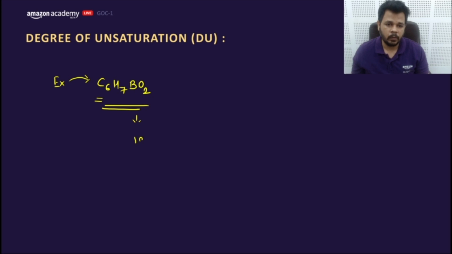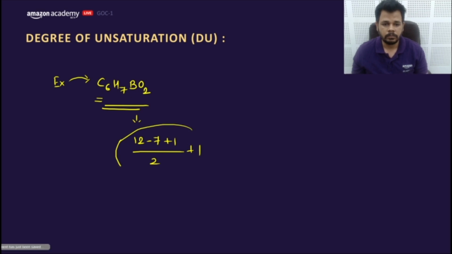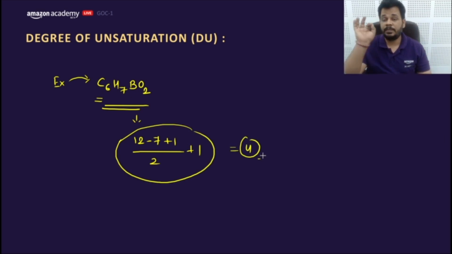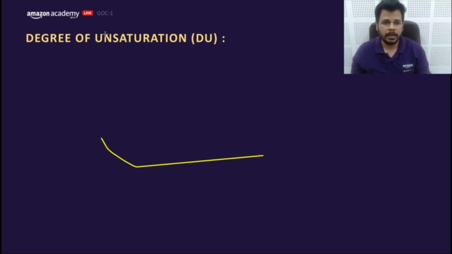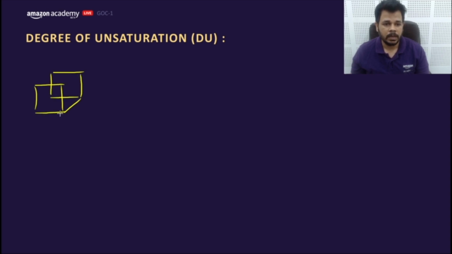Carbon 12 minus 7 hydrogen, boron contribution is plus 1, divided by 2 plus 1. Answer would be what? 4. So this is the best way to calculate degree of unsaturation. Even if a structure is given, you can convert it into the formula and then apply the formula. Like in this compound, what would be the DU?